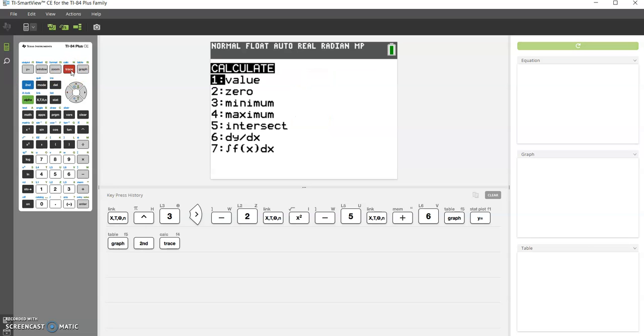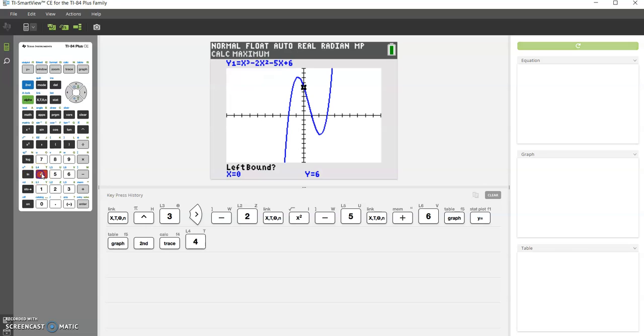Trace is right beside graph. And then number 4 for maximum. And then you'll notice down here at the bottom, your calculator asks you for left bound. Well, this point up here where my cursor is, that's the point I'm trying to find. So I need to move this X that's blinking over here to the left-hand side. So you use your left arrow key over here. I'll hit enter anywhere on the left-hand side. Now you'll notice that it just created a triangle pointing to the right.